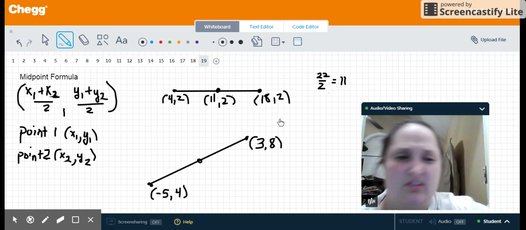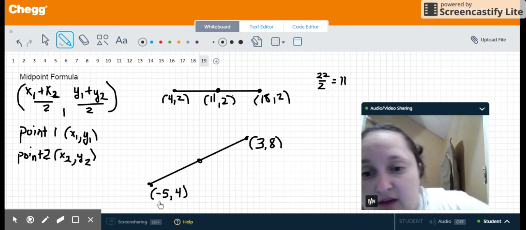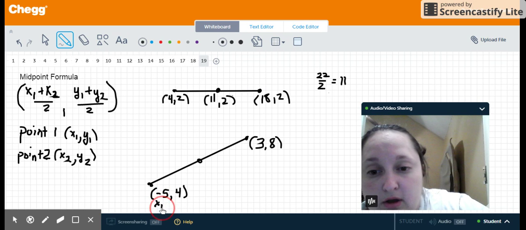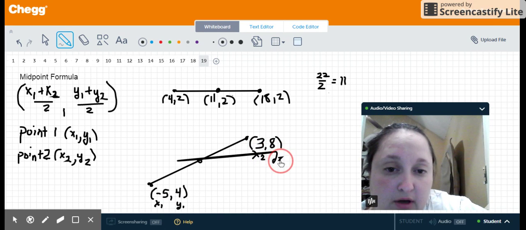Well, how does this work if it's a diagonal line? Well, now you just have to do the x's and the y's. So I've got the midpoint formula. So I have x1, y1, and x2, y2. Like I said, normally I don't label these, but I just do the averages.